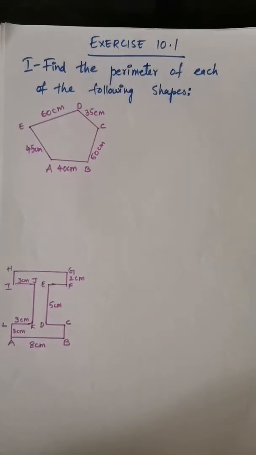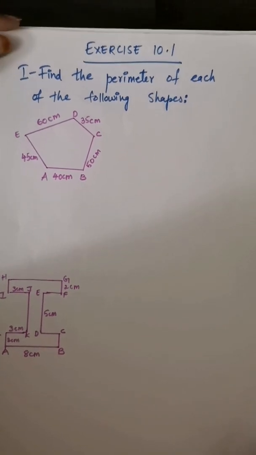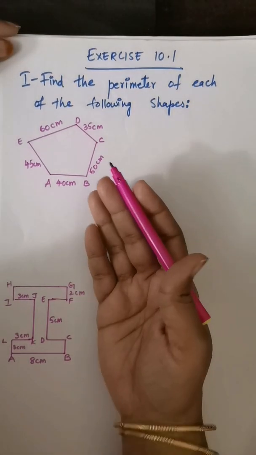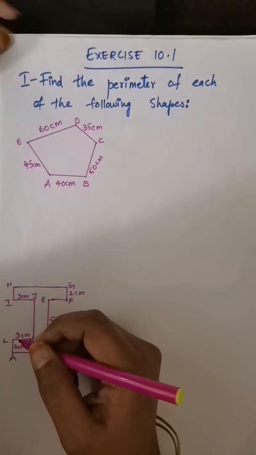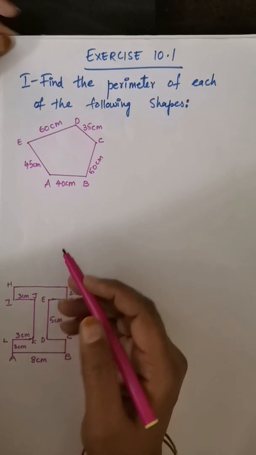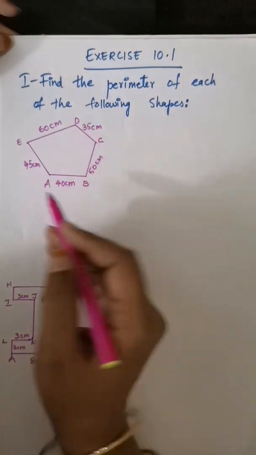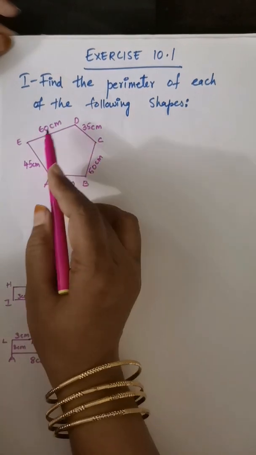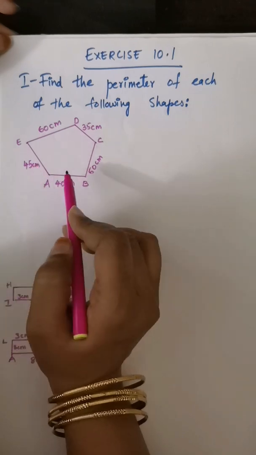Now we'll start the exercise. Find the perimeter of each of the following shapes. These are not regular shapes like square, rectangle, triangle and all. These shapes are totally different. They are neither regular shapes nor do they have all the sides equal. So how to find the perimeter of this type of shape?